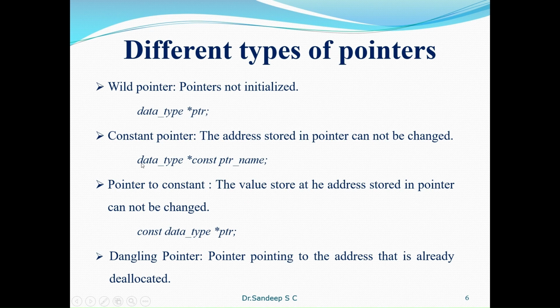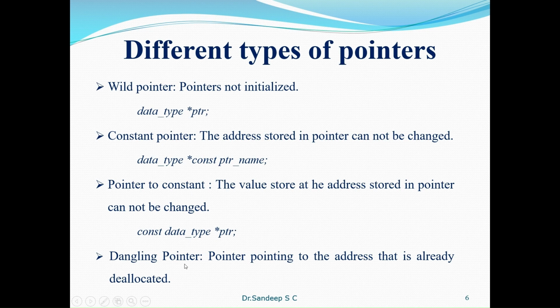So here we first define the data type and then the constant keyword, then the pointer name, if we want to declare a constant pointer. If you want to declare a pointer to a constant, first you have to give the constant keyword, then the data type, then the pointer variable. So that's the difference between a constant pointer and a pointer to a constant.